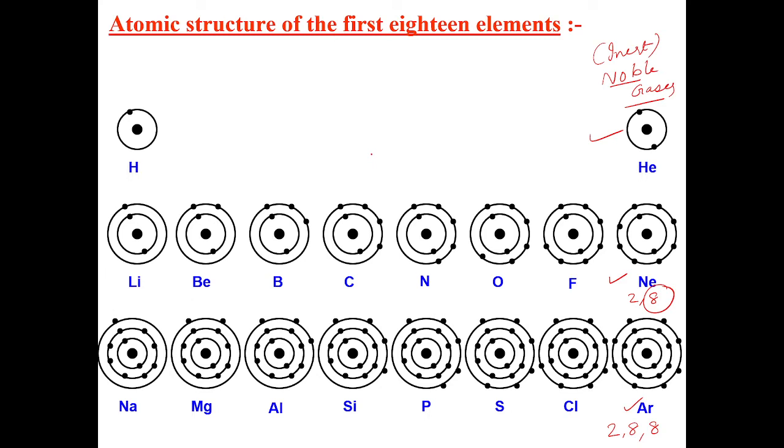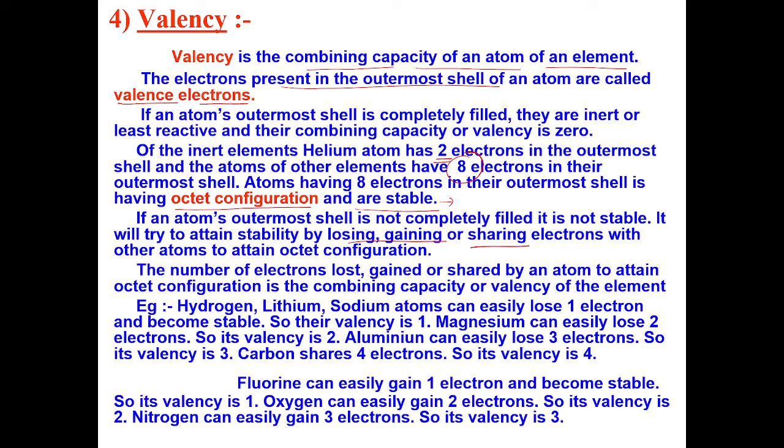Other elements do not have 8 electrons in their outermost shell. So what will they do? They will always try to gain or lose electrons. How many electrons they have to gain or lose is what is called valency. The number of electrons lost, gained or shared by an atom to attain the octet configuration is called the combining capacity or the valency of the element.